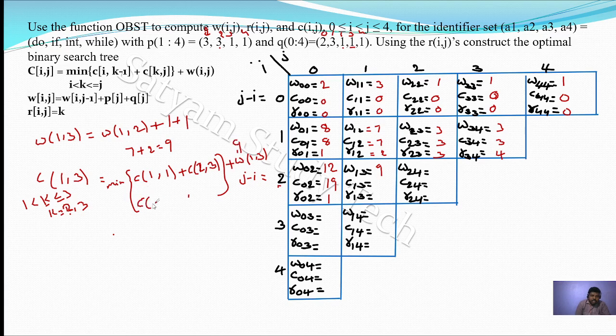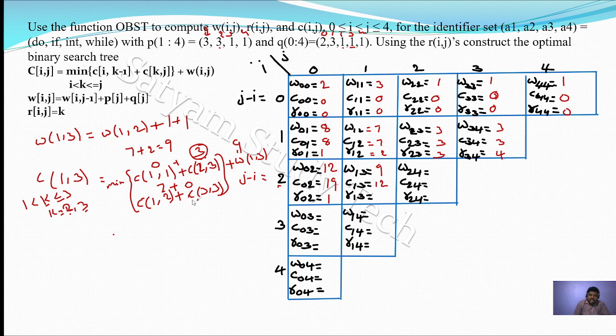Now here the k value is 3. So I am considering c of 1 comma 2 plus c of k comma j, that is c of 3 3. You know already c of 1 1 value is 0 plus c of 2 3, and c of 2 3 value is 3. And c of 1 2 value is 7 plus c of 3 3 value is 0. So here it is 3, here it is 7. Which is the minimum? 3 is the minimum. So add 3 plus 9, that is 12. You can note down c of 1 3 value is 12.